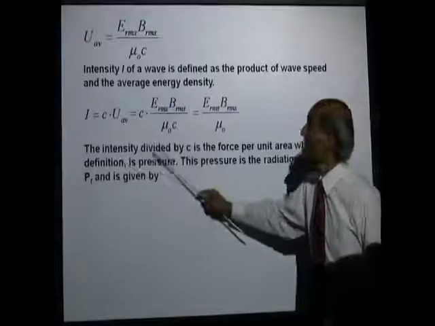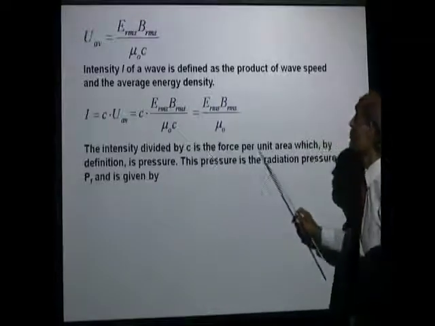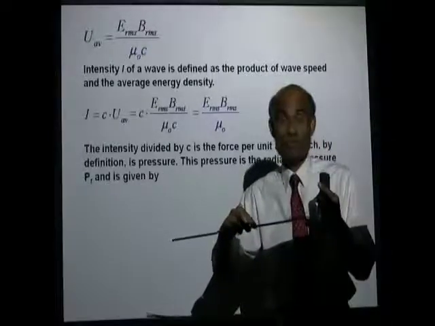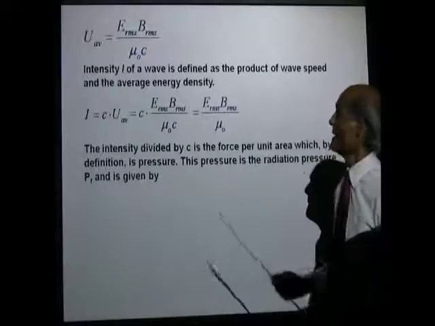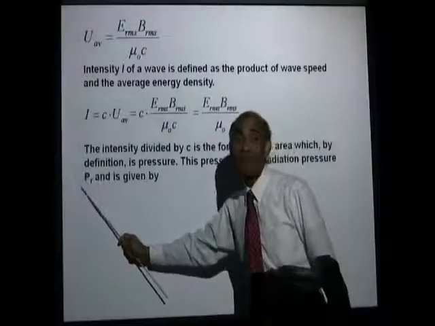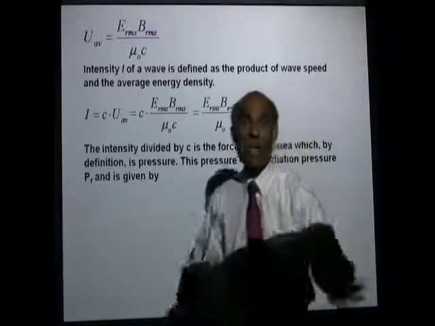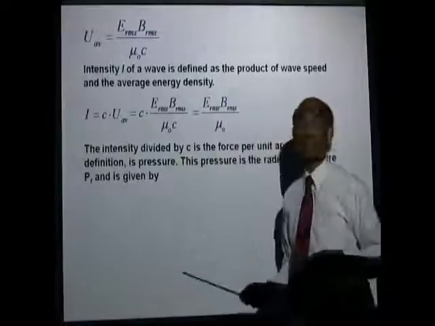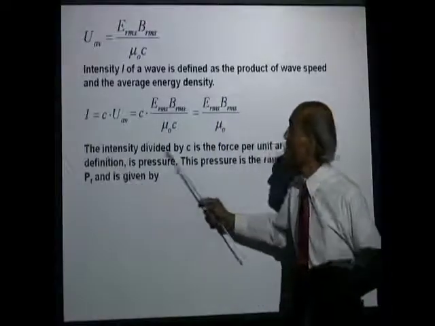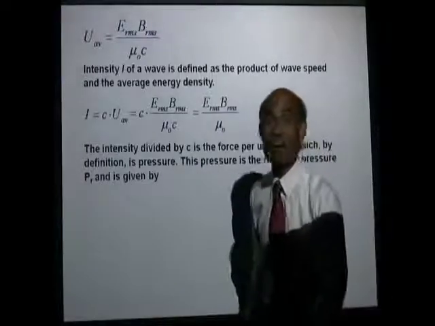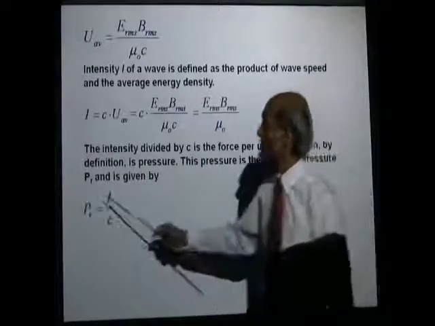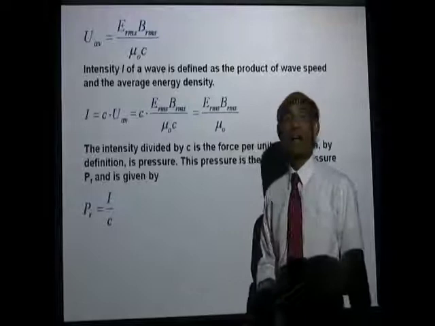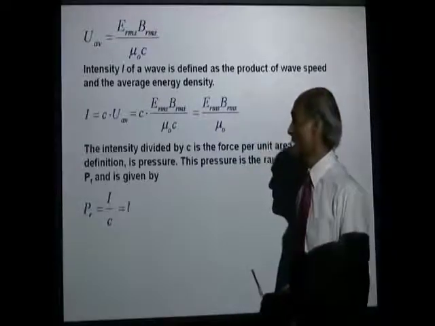Now, the intensity divided by C is the force per unit area. What is force per unit area called? Force per unit area is called the pressure, and therefore whenever a radiation falls on a surface, there's a radiation pressure. And how do you calculate the radiation pressure? It is the intensity divided by C. I divided by C is radiation pressure. So P sub R, the radiation pressure, is intensity I divided by C, the wave speed.